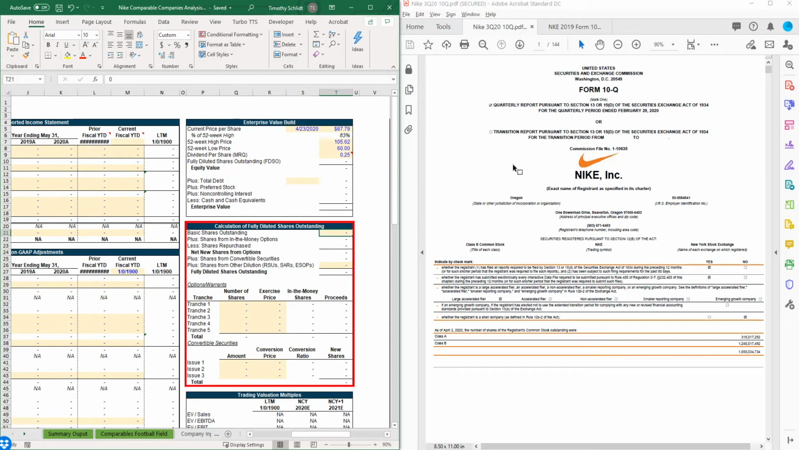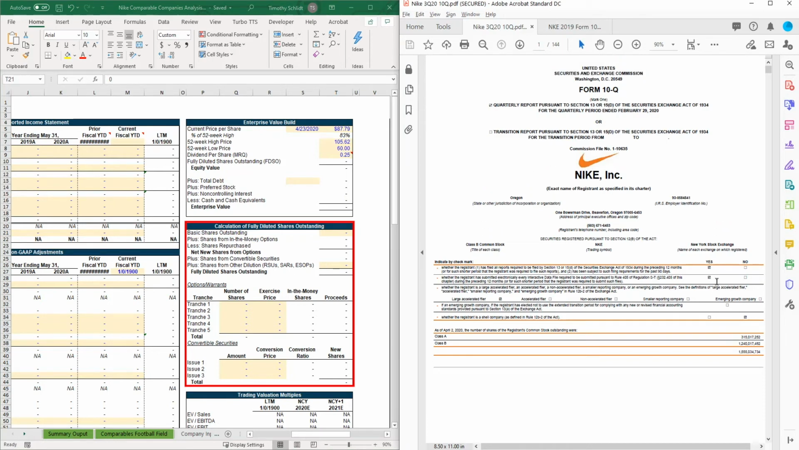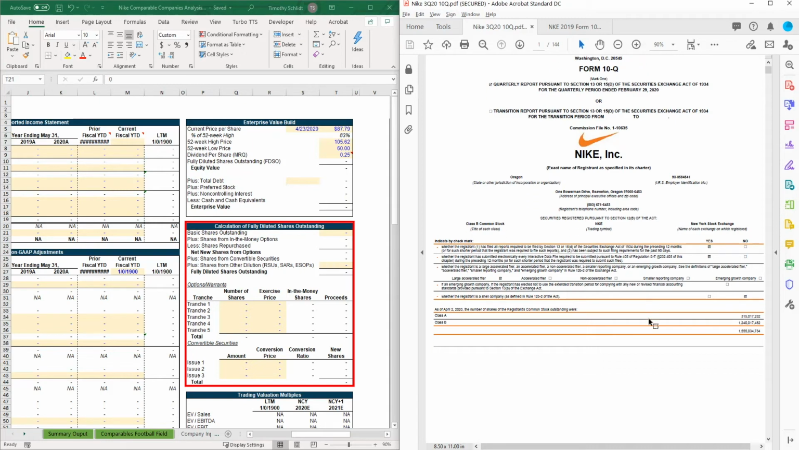In order to do so, what I start with is just the latest filing. Where we can find this would be from our Form 10Q, and it's always going to be on the cover page. You can always dig up basic shares outstanding from the cover page. It will always be there.